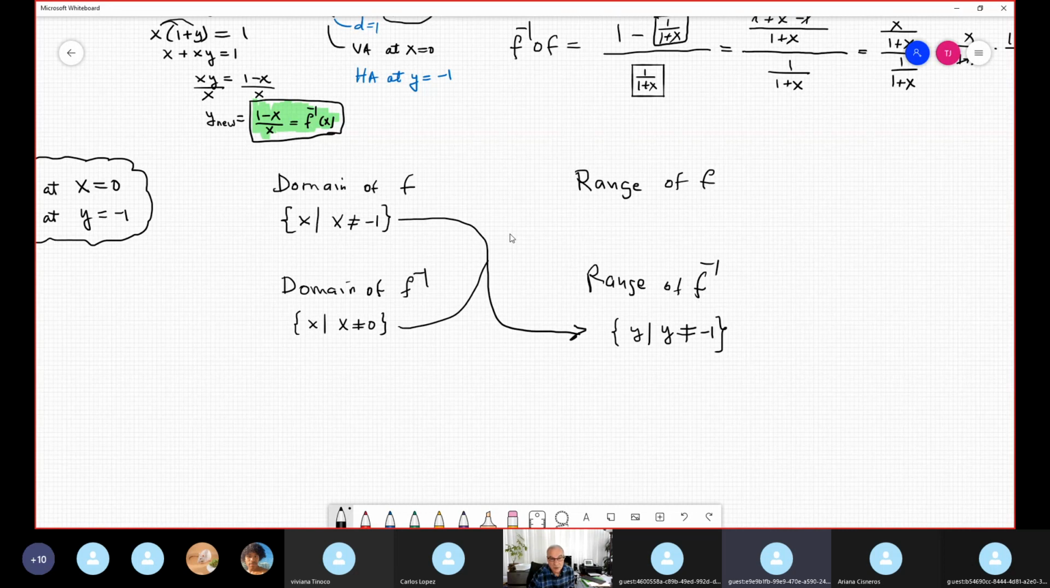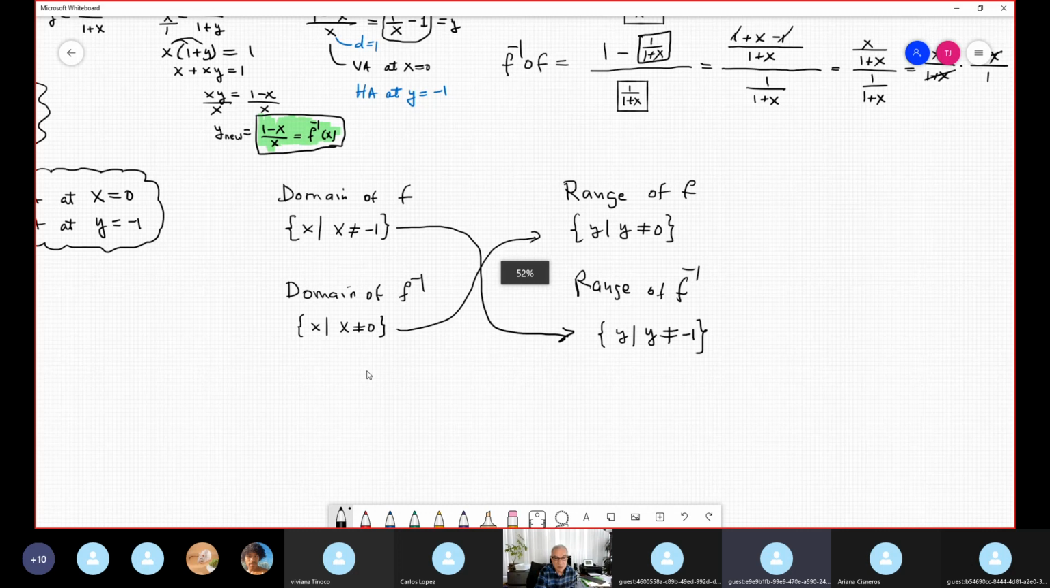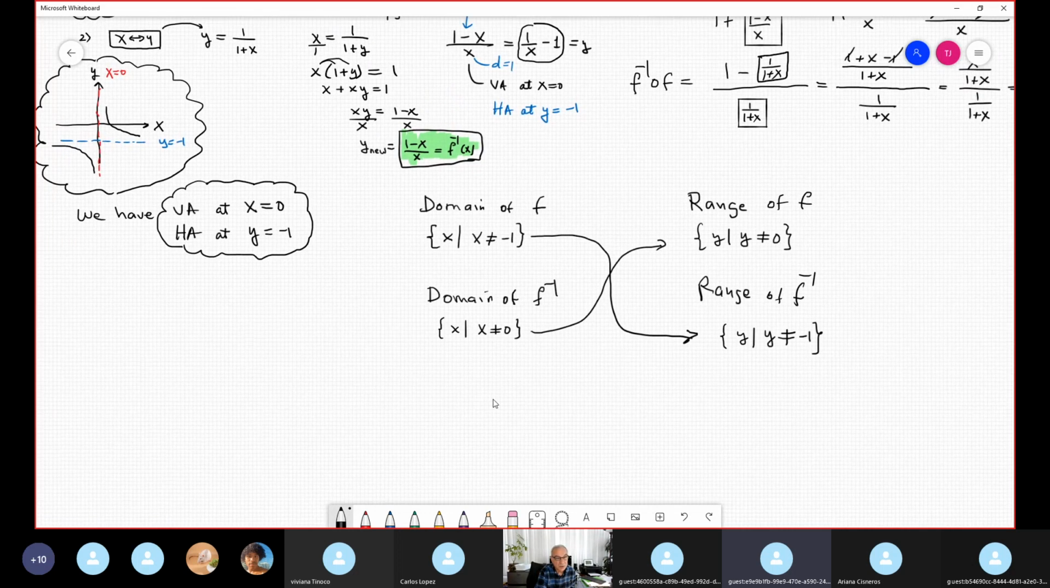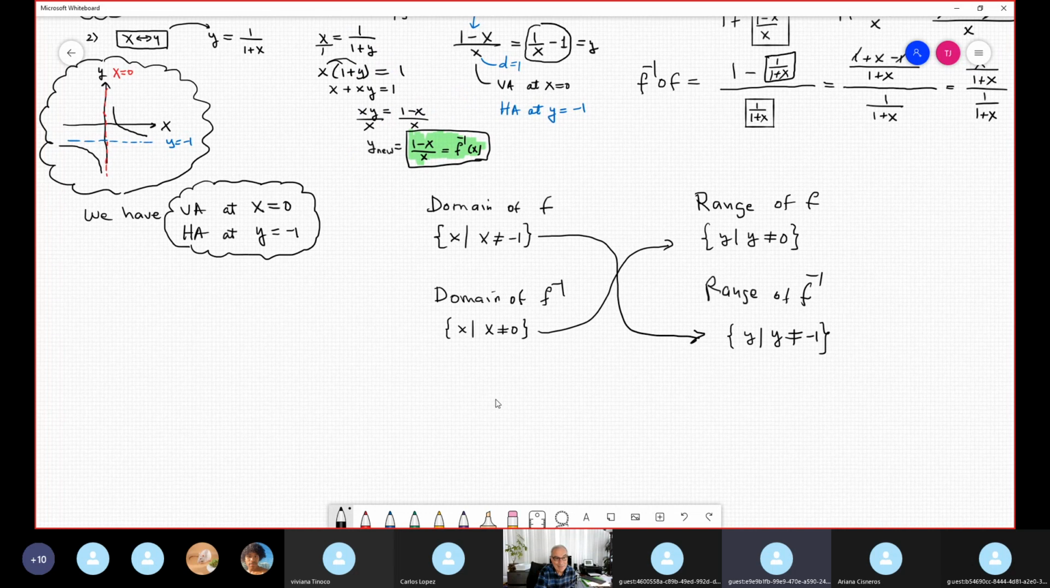And likewise here is y such that y is not 0. That is a reason in the inverse function that the domain, look, is not 0. Look, that is the reason that we have a vertical asymptote at 0 because it's totally out.